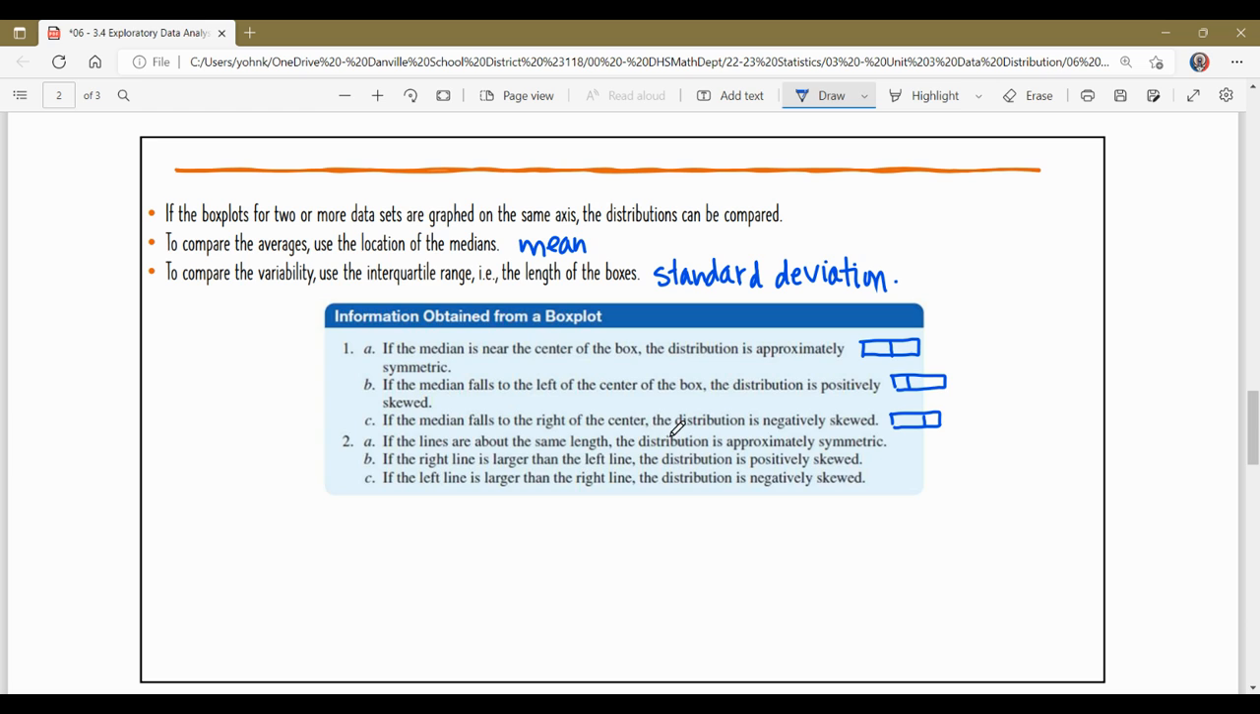If the lines are the same length, the distribution is symmetric. This has to do with the whiskers. If we're looking at the lengths of the whiskers, and they're the same length, then it's symmetric. If the right whisker is longer, then it's positively skewed. So if it's right, it's positive. If the left whisker is longer, then it's negatively skewed. We talked about that on the previous slide. And I should say that 1 is the box. So you compare the box using the mean, and compare the whiskers for the standard deviation.